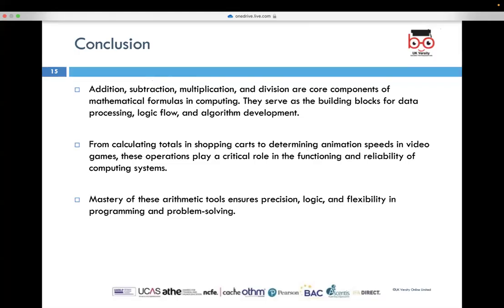The conclusion is addition, subtraction, multiplication, and division are core components of mathematical formulas in computing. They serve as the building blocks for data processing, logic flow, and algorithm development. From calculating totals in shopping carts to determining animation speeds in video games, these operations play a critical role in the functioning and reliability of computing systems. Mastery of these arithmetic tools ensures precision, logic, and flexibility in programming and problem solving.